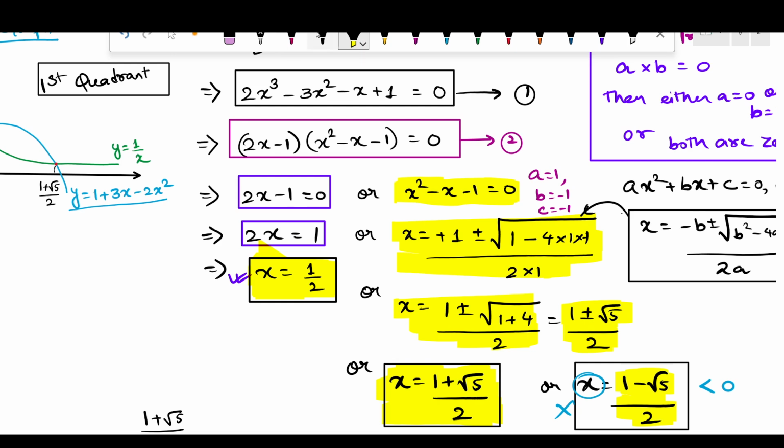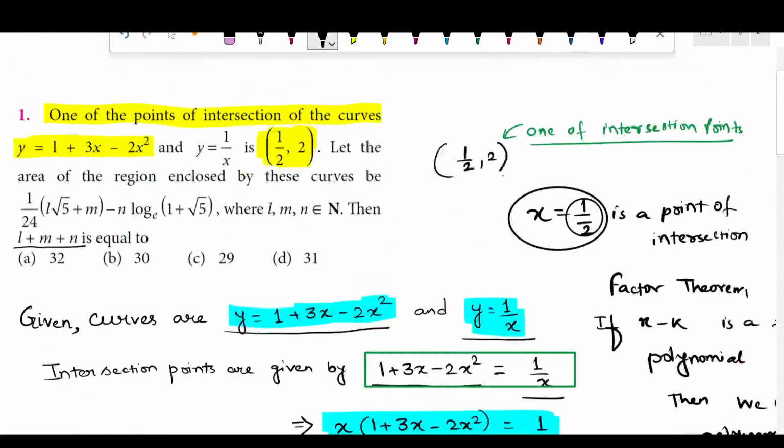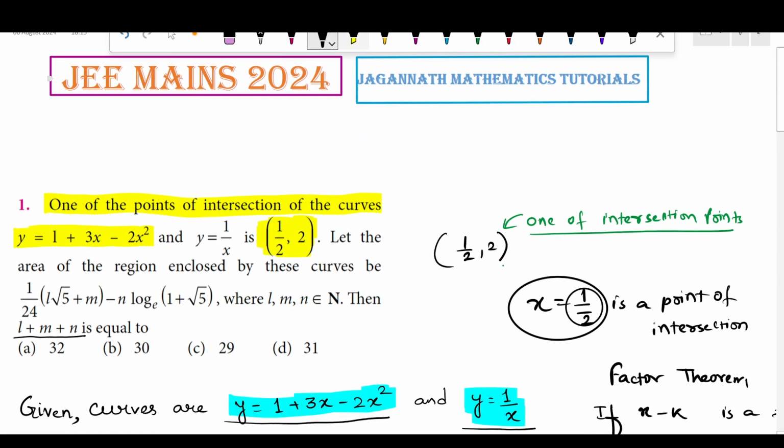So we get the points of intersection for this curve: x equals half and x equals 1 plus root 5 by 2, which we have plotted here. See here, x equals half is this, and x equals 1 plus root 5 by 2 is this. I think the graph is visible to all of you, right? And this is in the first quadrant. So we have found out the point of intersection and we have found out the graph. Let's see what is given here.